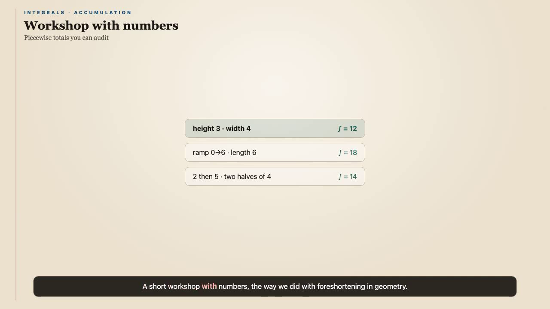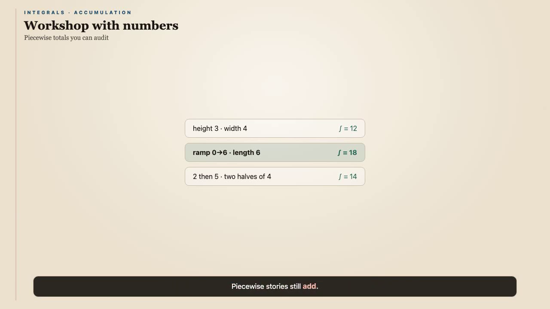A short workshop with numbers, the way we did with foreshortening in geometry. Height function equal to 3, interval length equal to 4. Integral equals 12. Height a ramp from 0 to 6 over length 6. Integral equals 1/2 times 6 times 6, which is 18. Height 2, then a jump to 5 on 2 equal halves of an interval of length 4. Integral equals 2 times 2 plus 5 times 2, which is 14.